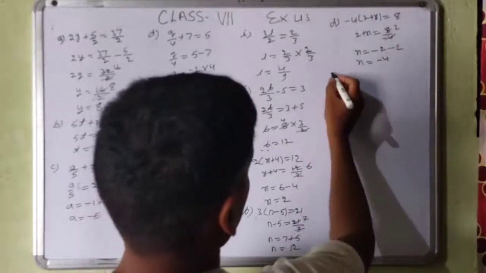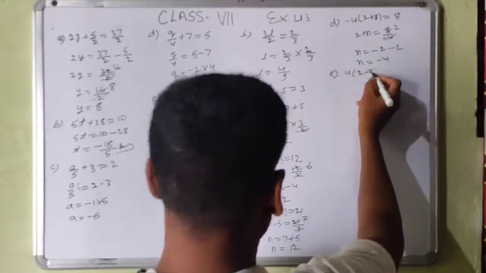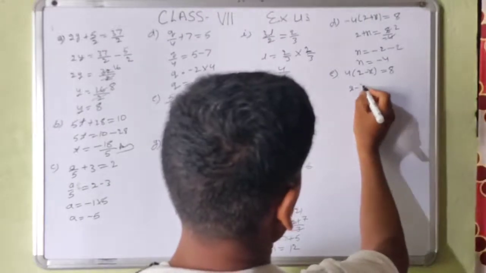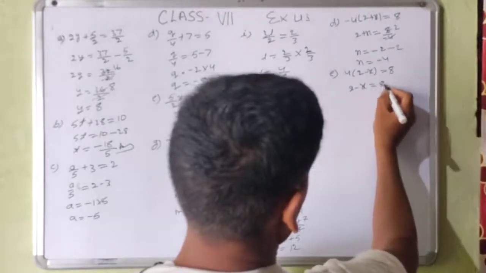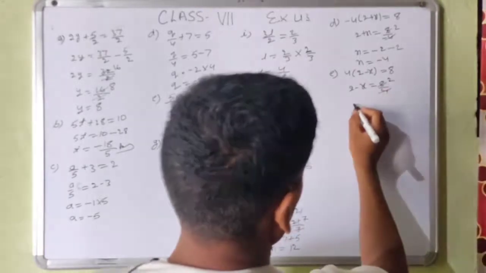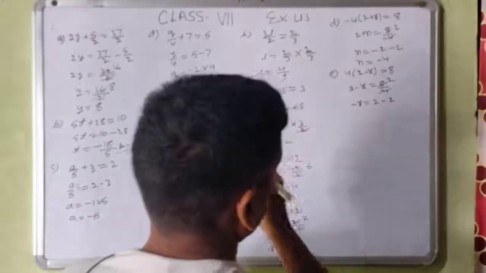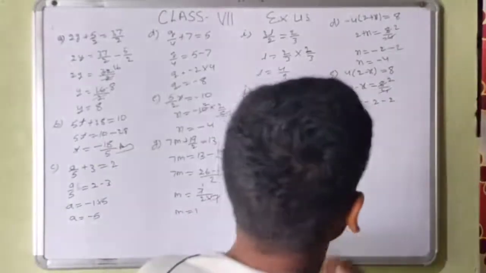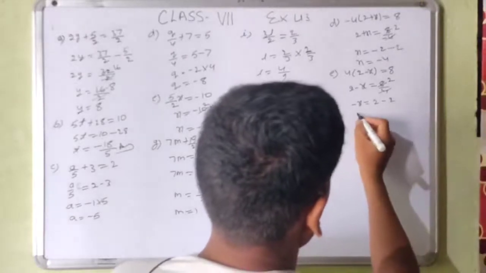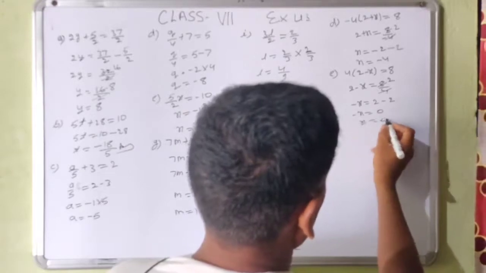E part. 4 bracket 2 minus x is equal to 8. So 2 minus x is equal to 8 upon 4. 4 2s are 8. So minus x is equal to 2 minus 2. 2 minus 2, so that will be 0. So minus x is equal to 0. It means x is equal to 0.